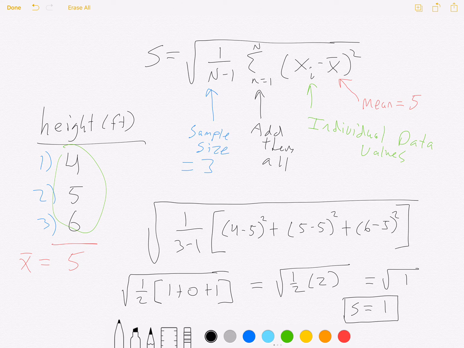Okay? If you have a bigger population size, which in most cases, sample size, obviously there's more steps, but we have nice technology available today to help us along the way. Okay, that's that.